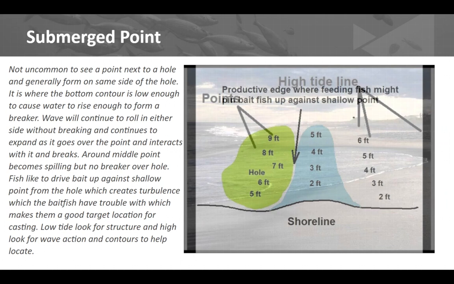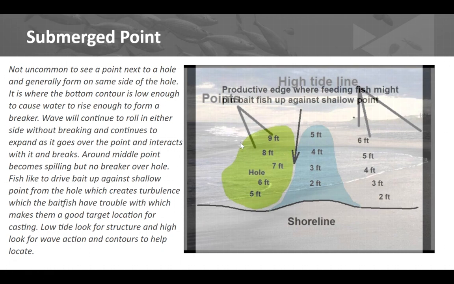And in the video at the end, there's actually kind of an example of what I meant, where there's a difference in height that creates sort of a ripple action on the water. But these ones, they're not uncommon to see next to a hole. They generally form to the same side of it, and it's where the bottom contour is low enough to cause the water to rise and form a breaking wave, and they'll roll in either side.